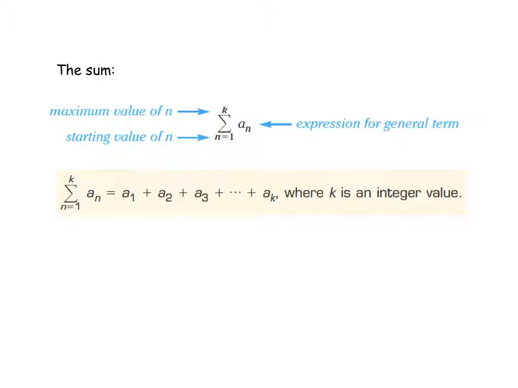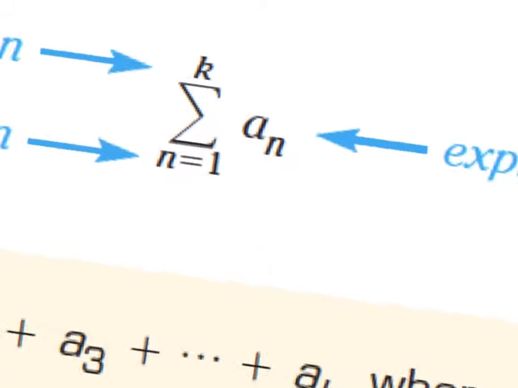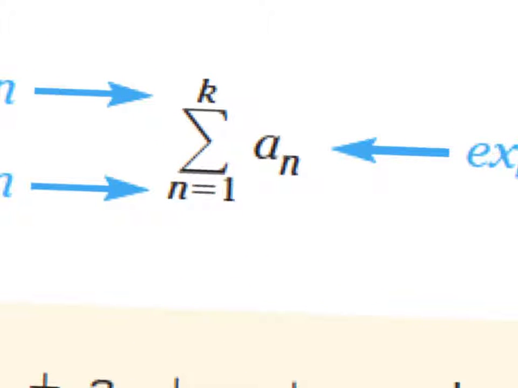So the way we look at these, this is called sigma notation. This big Greek letter here, in case you don't know, is sigma. It's used in math quite frequently to represent the sum of something.